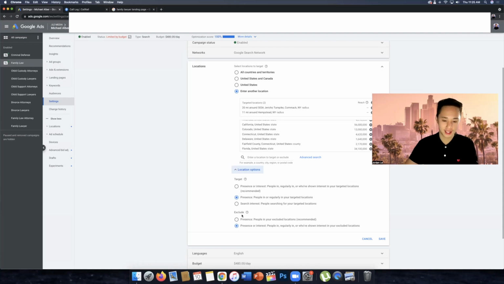So the second part here is excluding. By default, it's people in your excluded locations. Now, we want to select the second option right here. So we want to exclude everybody who is in or who has shown interest in our excluded location. So that's going back to what I was saying before.